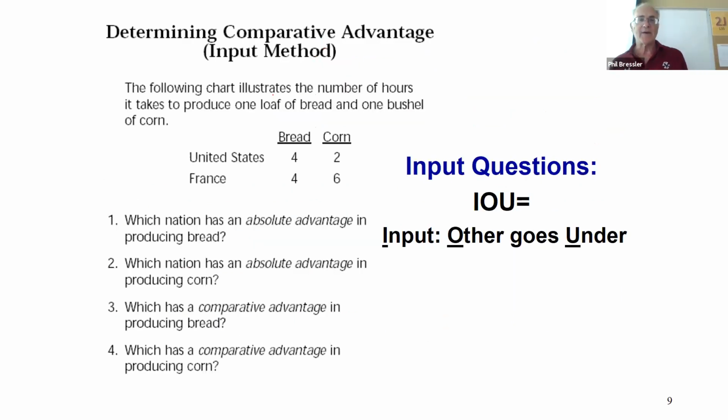Okay. Now we have an input question. Remember, the formula for output was OOO: output equals other over. For input, other goes under. How do I know it's an input question? Because they're not asking how many loaves of bread or how many loaves of corn I could make. They're asking how long it takes to make one loaf. So it's like what resources, time being the resource here, it costs to make bread and corn. Knowing that input is other goes under, I'm going to give you a minute to try to answer those 4 questions.